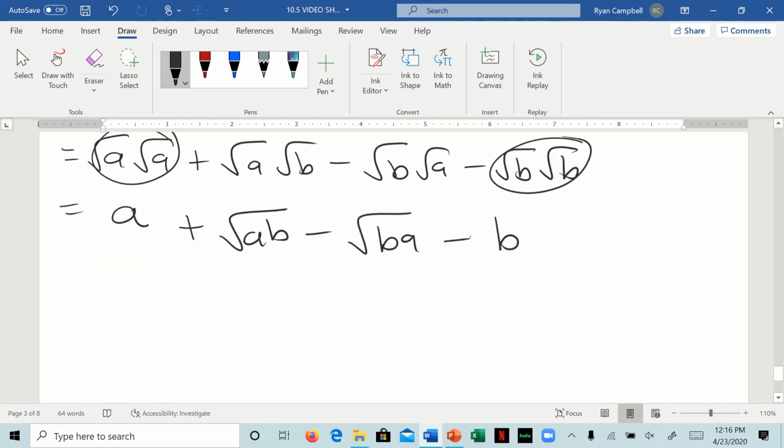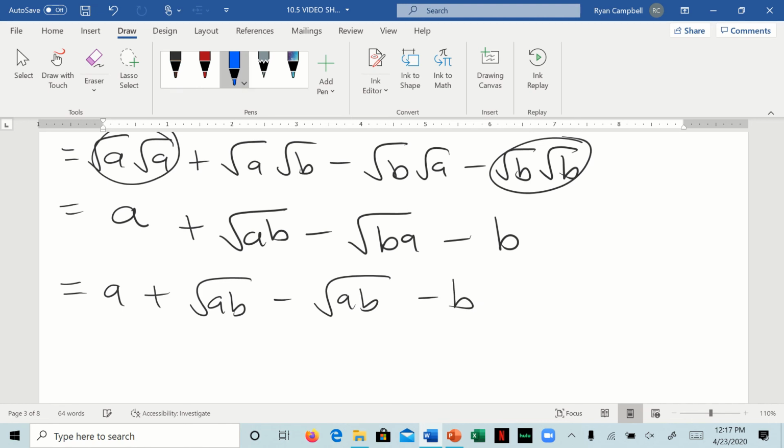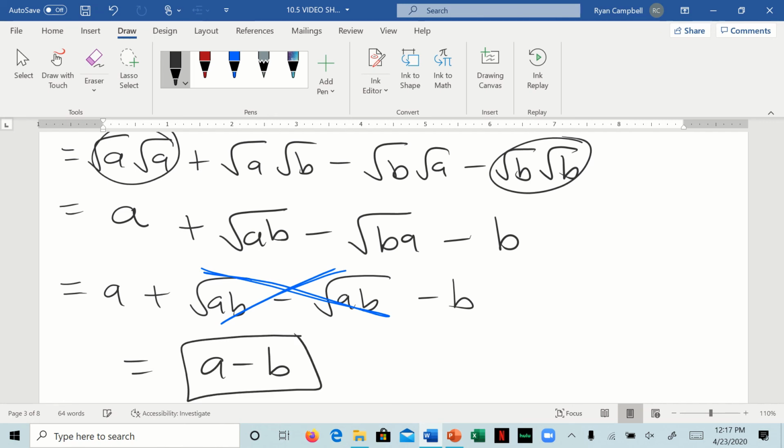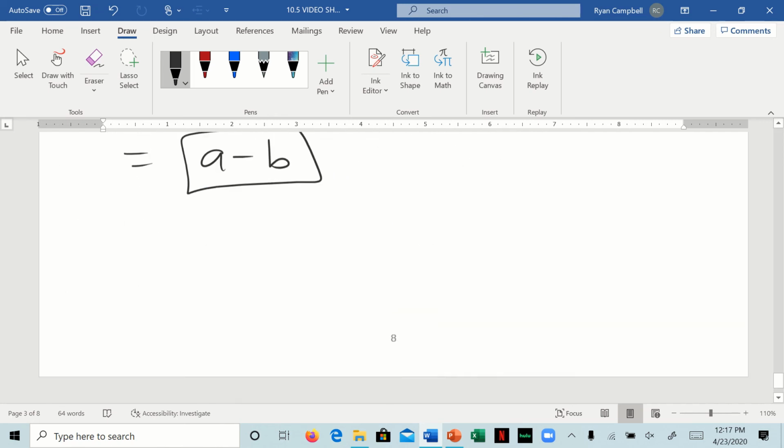Now notice, if you multiply, right, it doesn't matter if you multiply 2 times 3 or 3 times 2, you end up with the same thing, right? So we can just flip this and say a plus square root of ab minus square root of ab minus b, right? Which means these are just going to cancel, and you're left with a minus b, just like we said. And that's it.